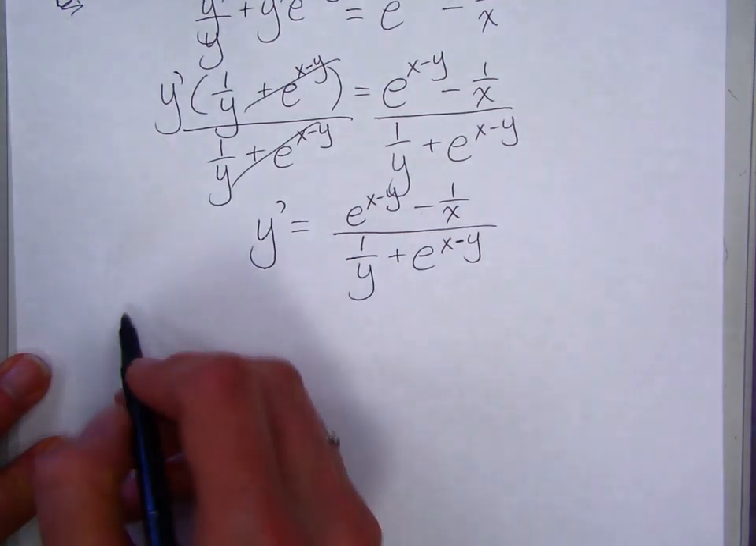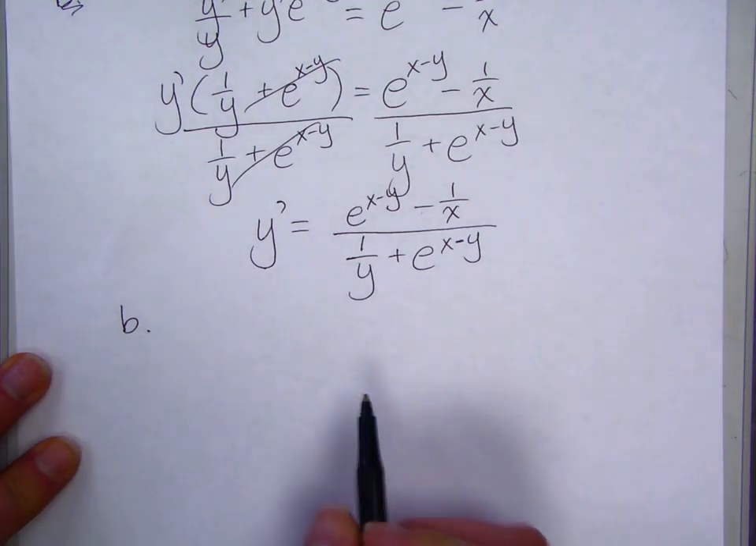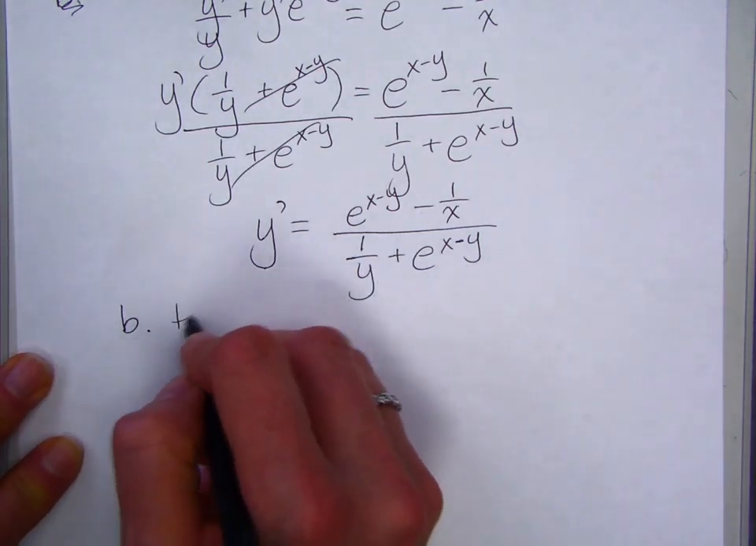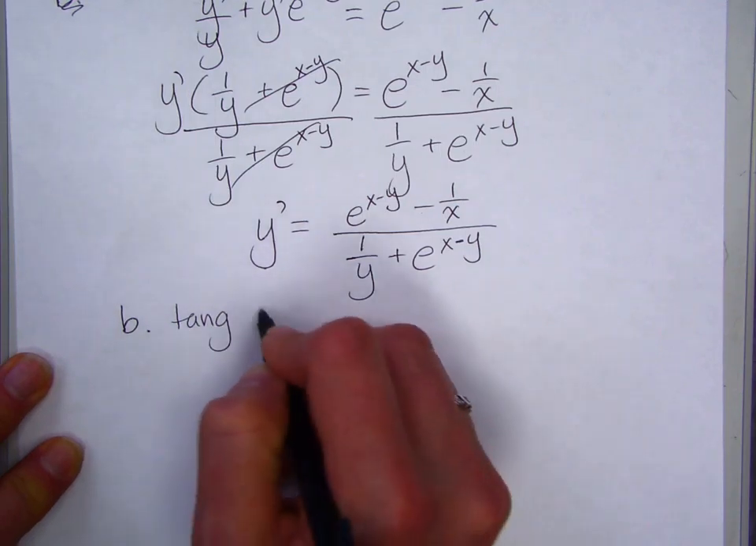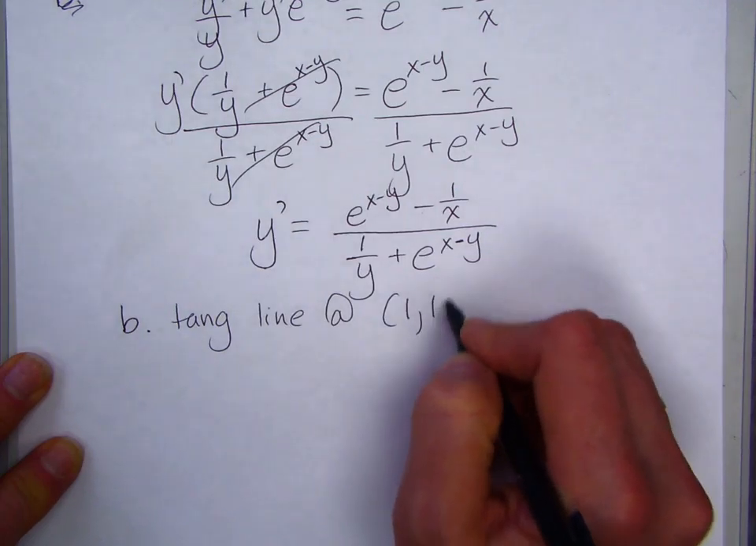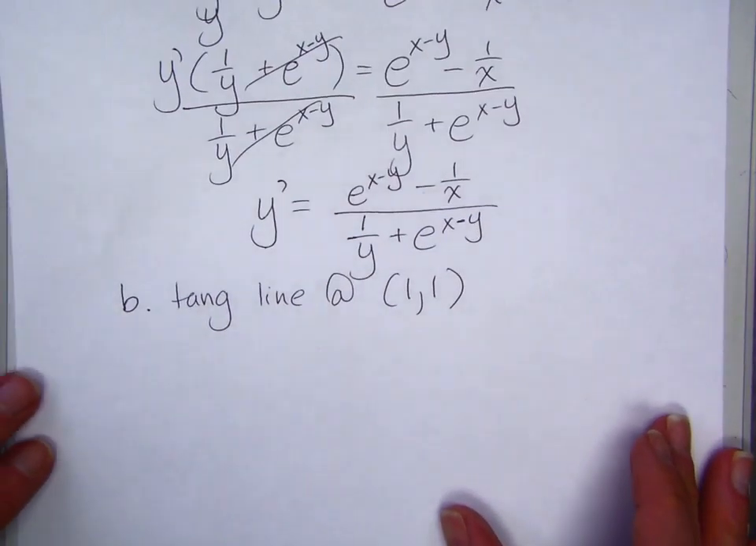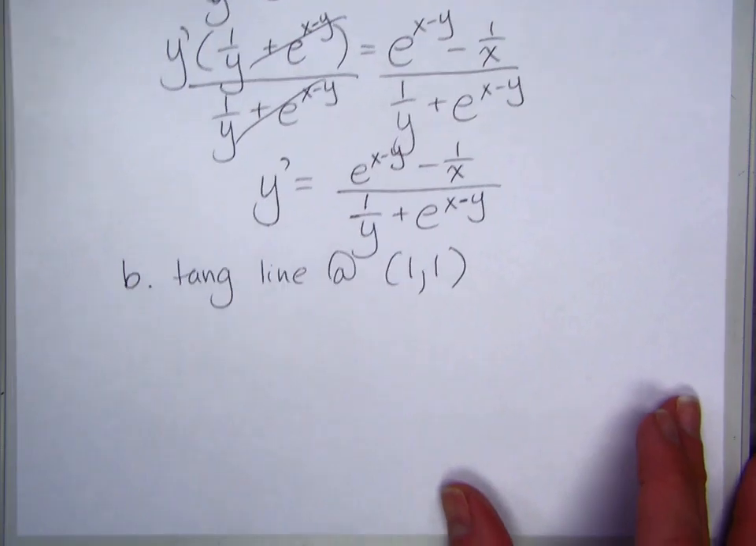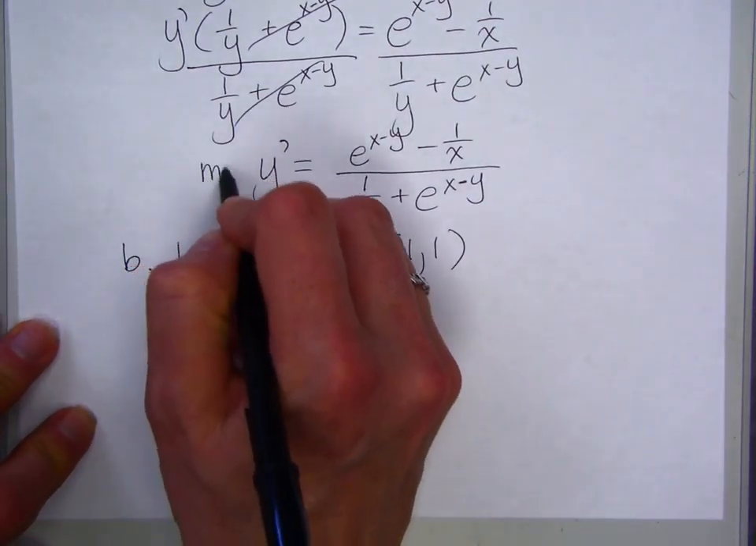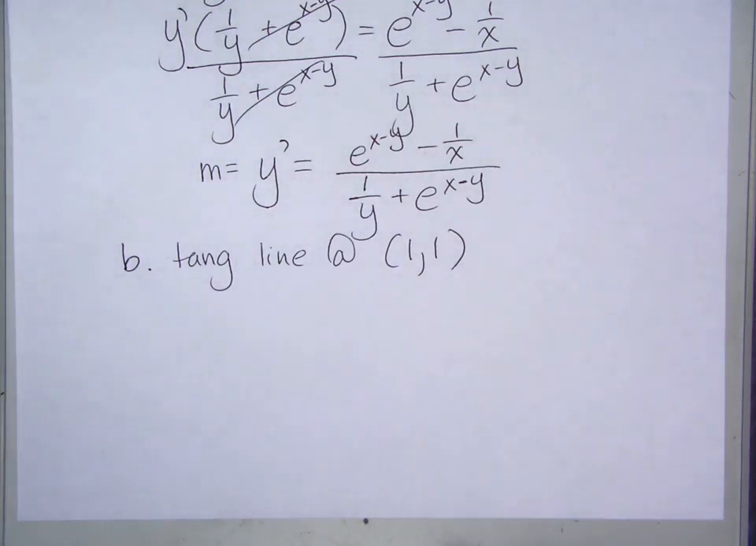Okay, find the equation of a tangent line. So B says, okay, if that is your derivative, if that is your slope, find a tangent line at the point 1, 1. So we've got a point. We need a slope, and that's what our derivative is for, to help us find the slope. Okay, let's go ahead and plug 1, 1 in there and figure out what is the slope of our tangent line.